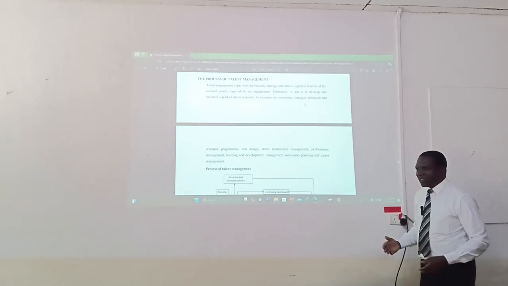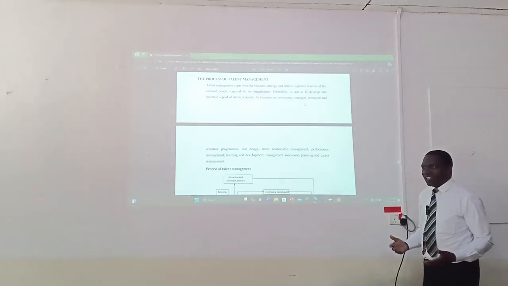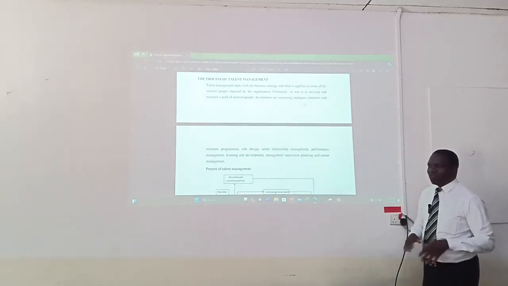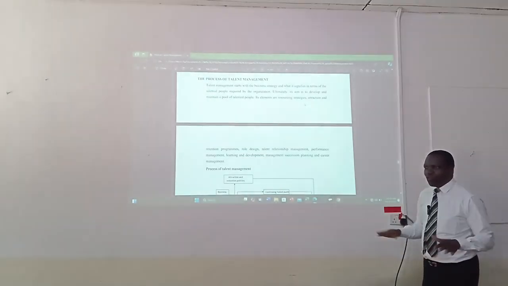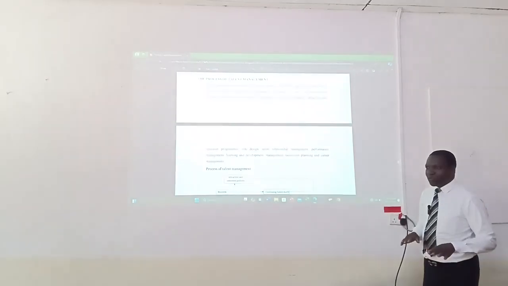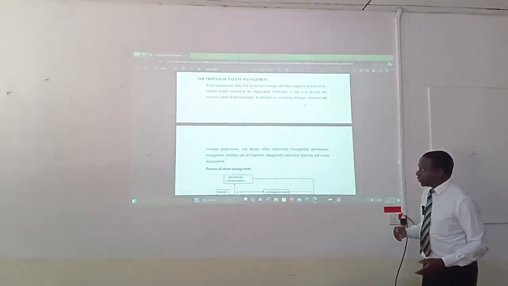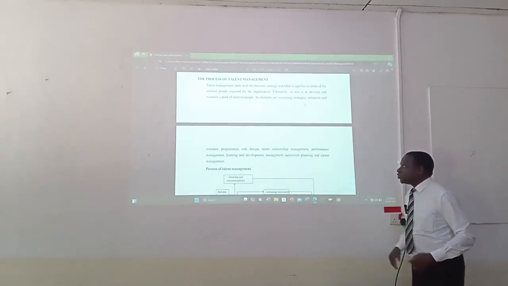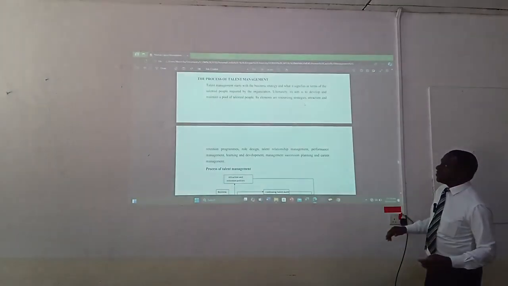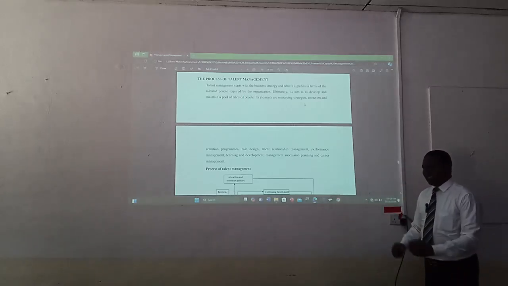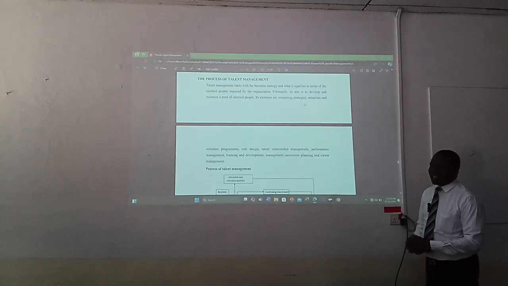Management succession plan. Of course, most of the organizations today don't have this management succession plan. They always think that they will be there forever, and they don't want anyone else to be closer to this particular person. I don't know why these days. I think maybe there are secrets in the organizations. But it is important to have succession planning and career management. So all these are the processes of talent management.